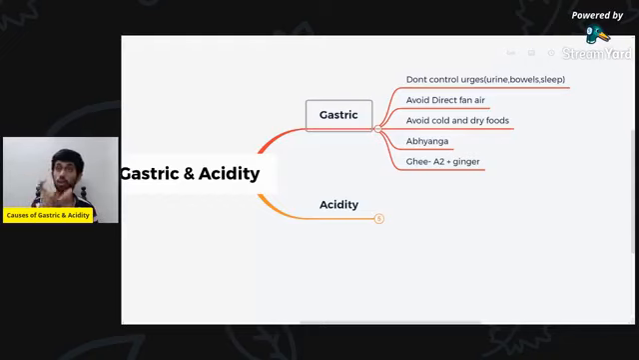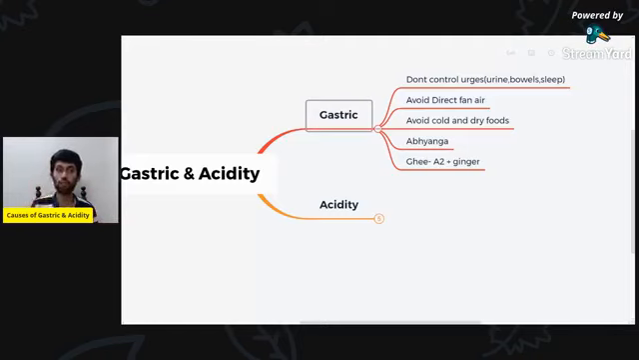Whatever is cold and dry is vata. So if you're eating foods which are dry, or foods which are chilled, a lot of refrigerated foods, see, refrigeration is not bad, but you have to take it out and keep it for at least 20 to 30 minutes, and then consume it. In this busy lifestyle we need refrigeration, I agree, but make sure you take it out and keep it for at least 25 to 30 minutes, and then consume it.